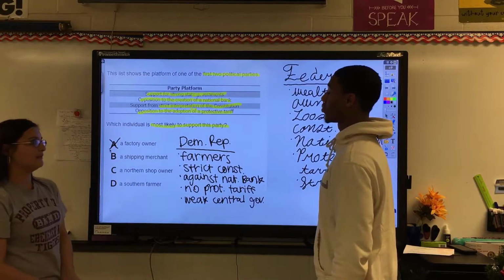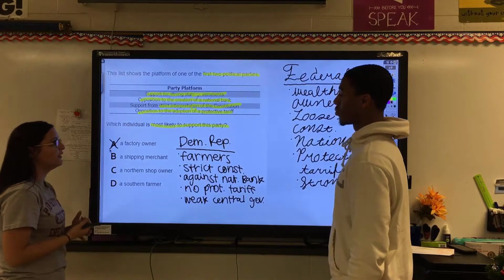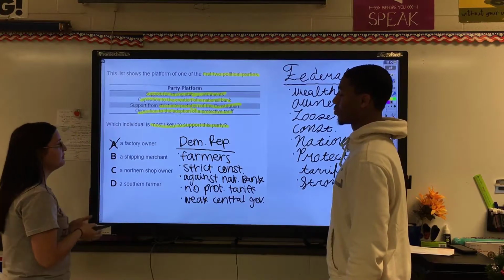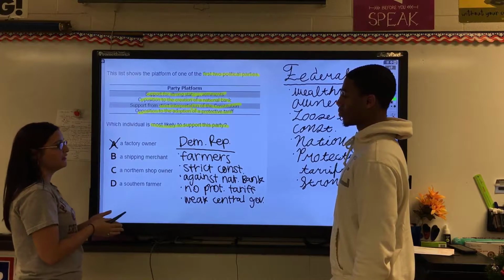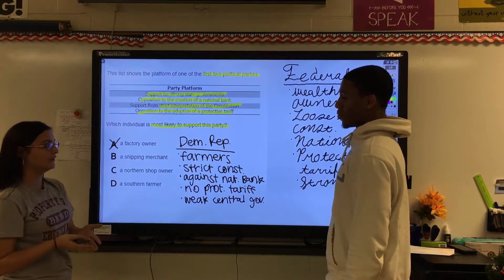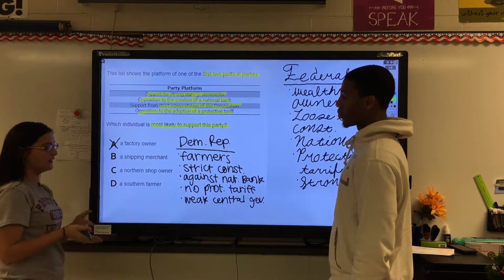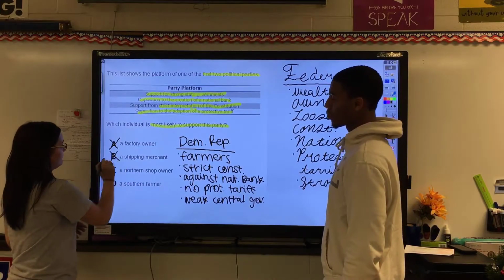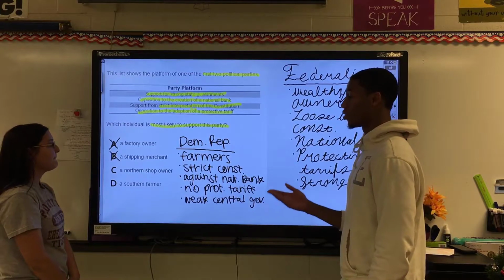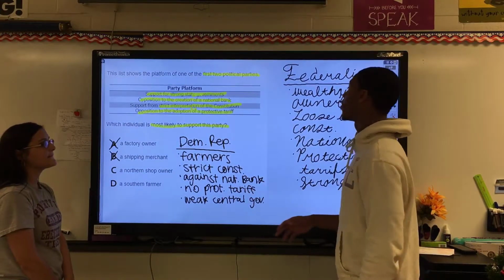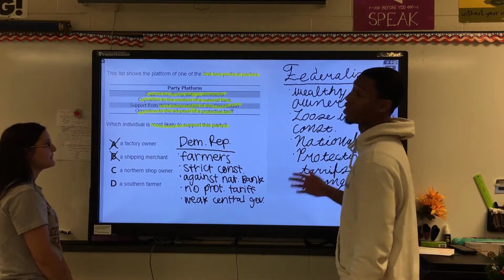B says a shipping merchant. We can look at the requirements for a Federalist and see that a shipping merchant falls under wealthy landowner. But if we look at Democratic Republicans, they don't fall under the farmers, so we know automatically this answer is wrong. Like answer choice A, answer choice C says a northern shop owner. Still, this person is a shop owner, so they are also considered to be wealthy, which is a Federalist.